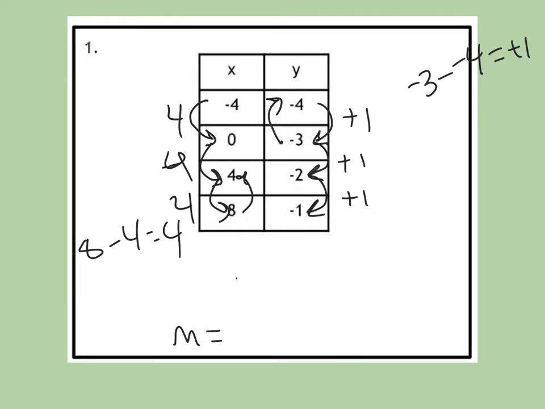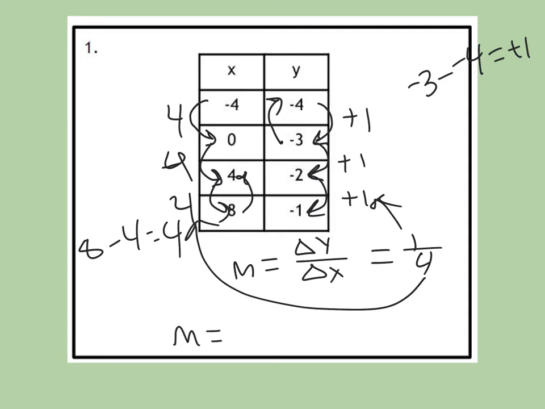So then I'm going to go ahead and put it in my formula. Slope equals change in y over change in x. My change in y is 1, and my change in x is 4, like we found right there. So my slope is going to be 1/4. That can't be reduced anymore.